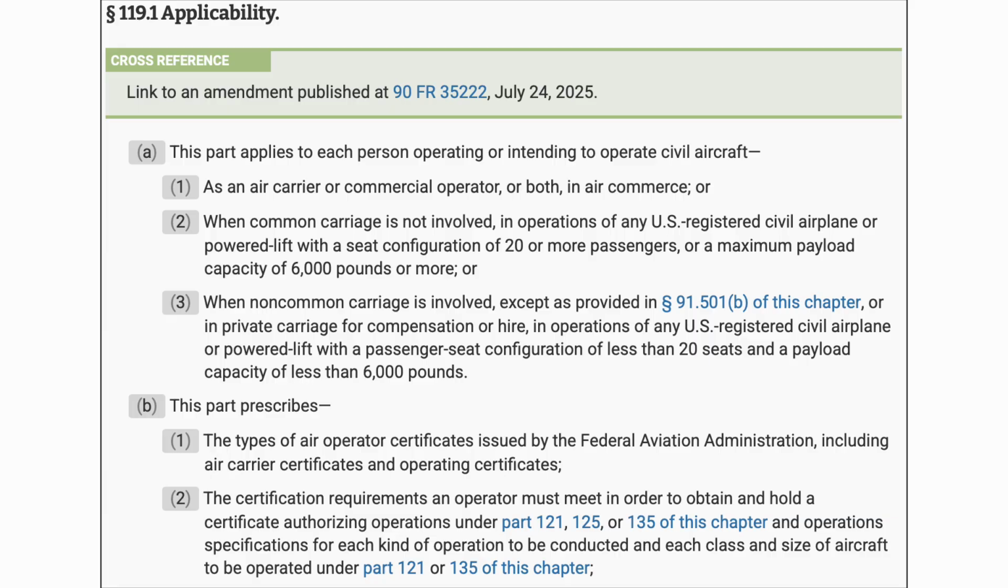Part 119 establishes the certification requirements for operations that go beyond individual pilot services. When a person or entity provides both the aircraft and the pilot as a package to customers, they are functioning as a commercial operator and must obtain appropriate certification. This distinction forms the cornerstone of legal commercial pilot operations.